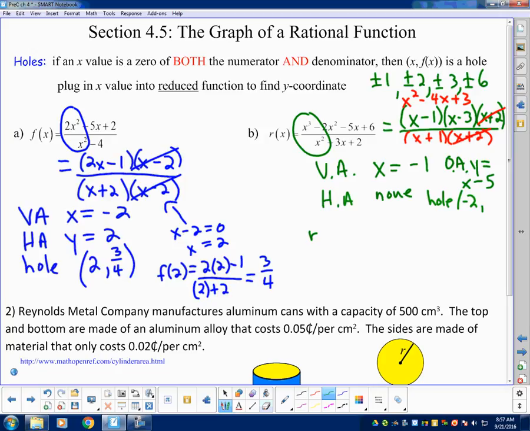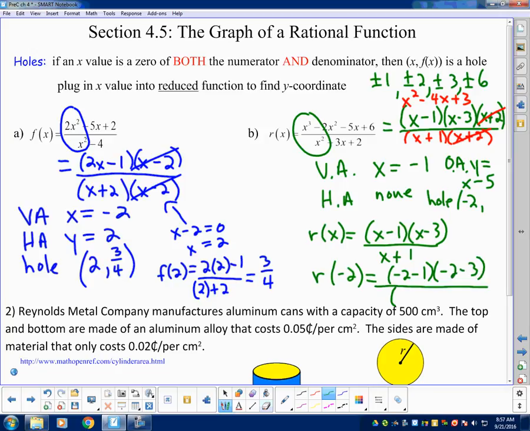So we have r of x equals, so r of negative 2 equals negative 2 minus 1. Negative 3 times negative 5 is 15. 15 over negative 1 is, I'm getting negative 15. Yep. So negative 2, negative 15 is the hole.